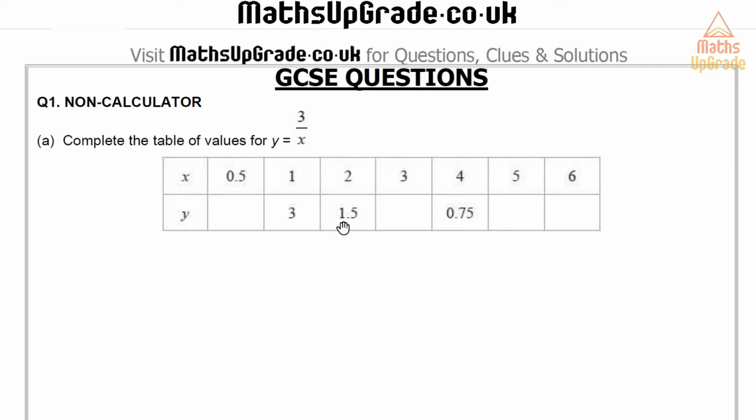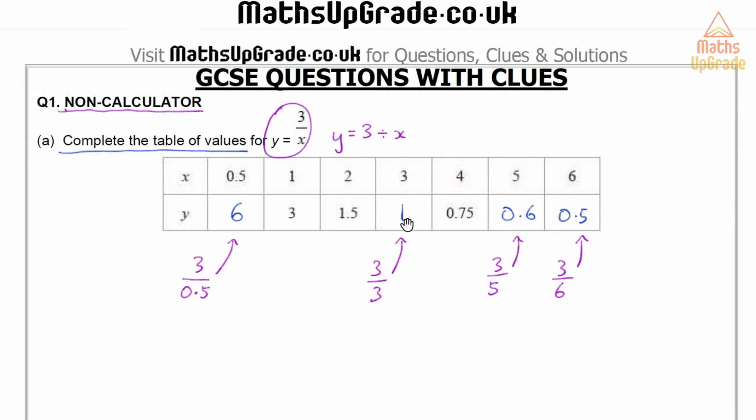So what I'm going to do is start filling in the easy values first, which are these positive ones here. So when x is 3, 3 divided by 3, y is going to be 1. So y is going to be 1 there. Similarly, here, 3 divided by 5, 3/5, which is 0.6 as a decimal. Here, 3 divided by 6, which is 0.5. So I've filled in these easy ones.